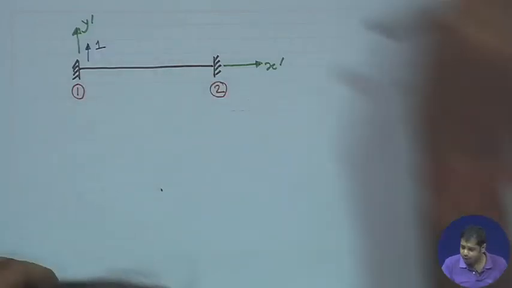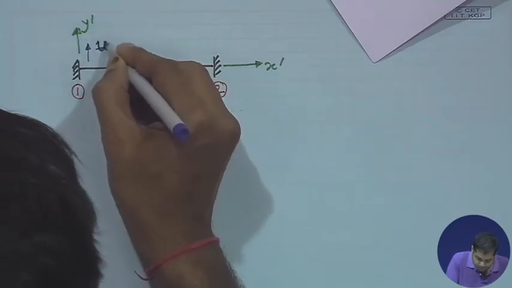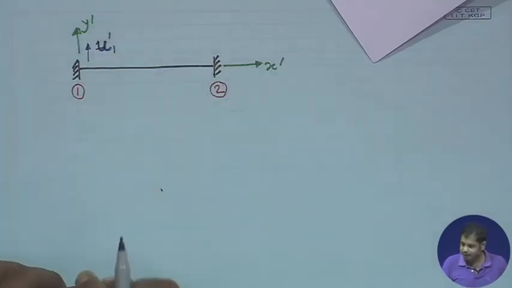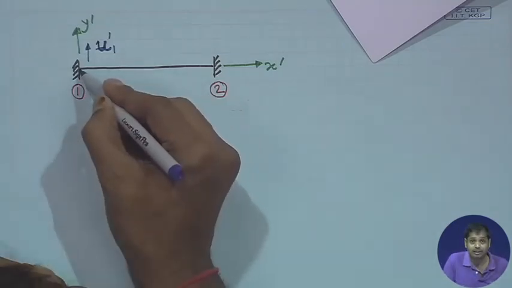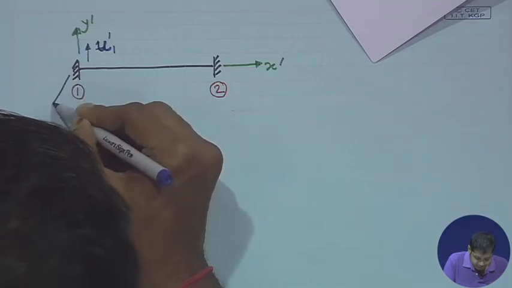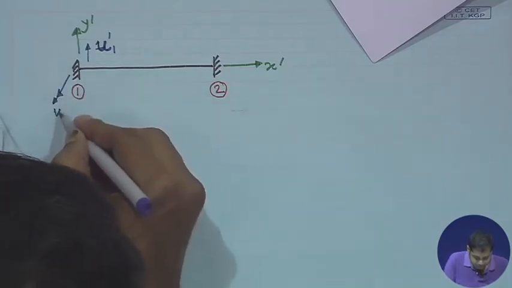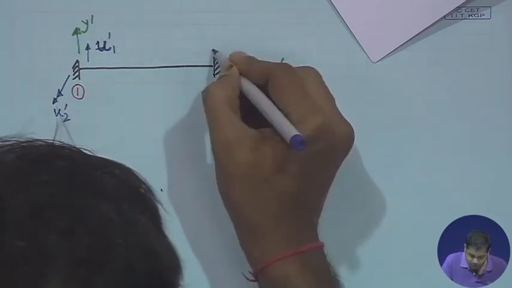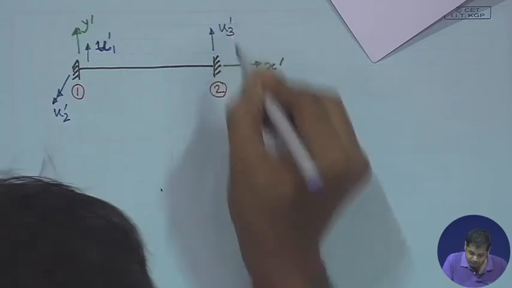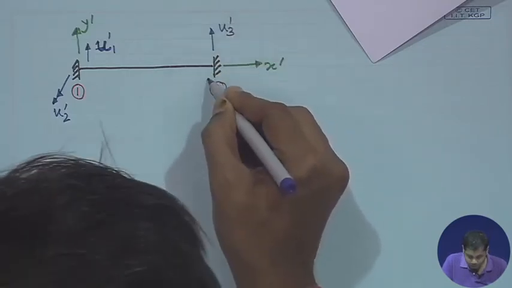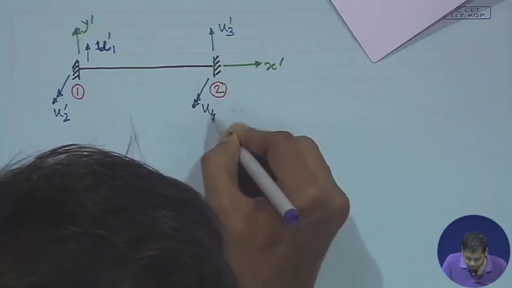And then we also have, say this is E1, E1 dash. Okay. And then we also have rotation at this joint. Rotation is shown by this double arrow, and this is U2 dash. Similarly, we have displacement translation in this direction, U3 dash, and again rotation at this point, which is shown by double arrow, U4 dash. Okay.